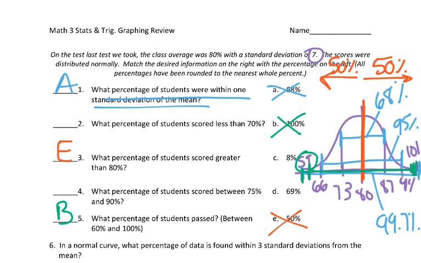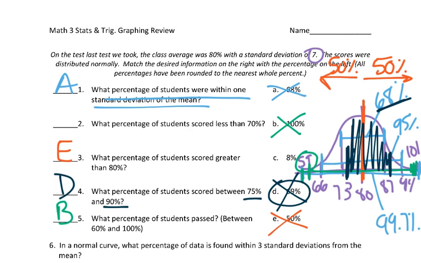Okay, well, what percent of students scored between 75 and 90? 75 would be slightly a bit over from that first standard deviation. 90 is slightly over from that other standard deviation. So if you think one standard deviation is 68%, it would make sense that that one is 69%. Which would mean the last one is C, 8%.